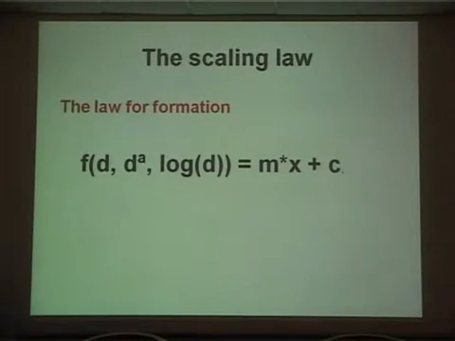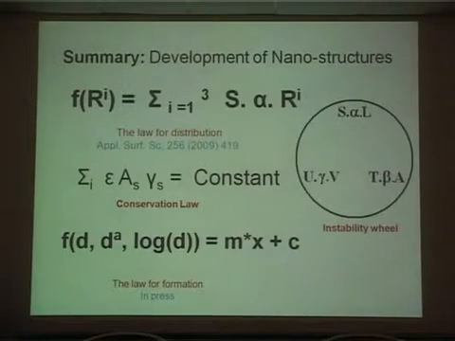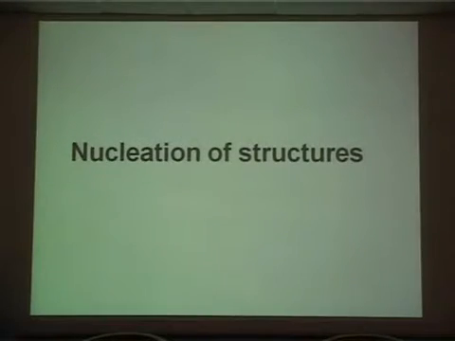I hope this will validate all the physical processes all over the world, irrespective of the deposition condition, irrespective of the preparation process. It will follow the formation of nanostructures. So to summarize the development of nanostructure, this is the law for distribution of nanoparticles, this is the conservation law, and this is the law of formation of nanoparticles. And this instability wheel tells me that if I give external perturbations, the matter will transform from one environment to another. Let me give some glimpse about the nucleation of the structures.